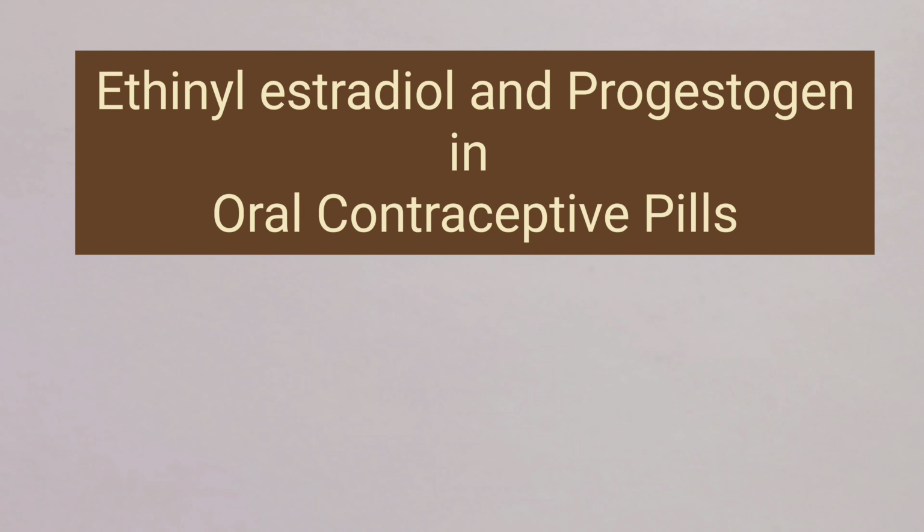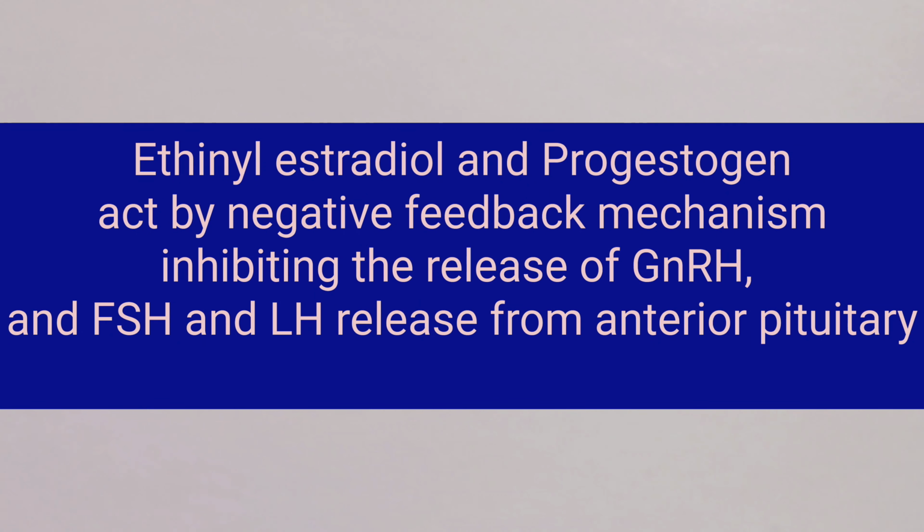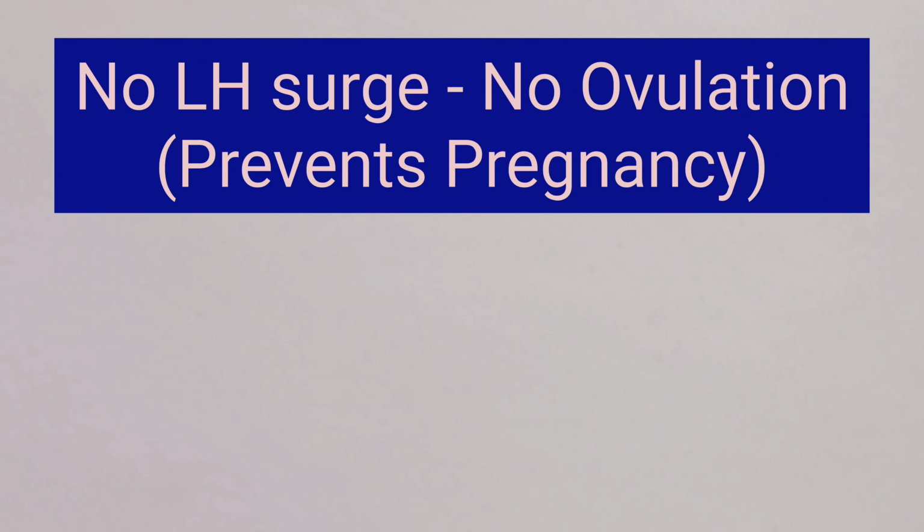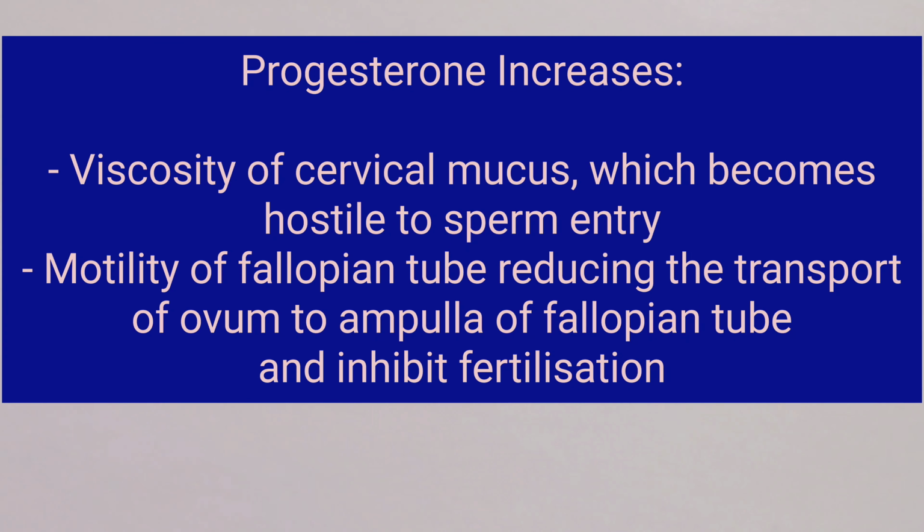Next example, the combination of ethinyl estradiol and progestogen in oral contraceptive pills. Both estrogen and progesterone act by a negative feedback mechanism and decrease the release of gonadotropin releasing hormone from hypothalamus, which causes a decrease in LH and FSH from anterior pituitary, and since there is no LH surge, there is no ovulation. Progesterone has additional effects. For example, progesterone increases the viscosity of the cervical mucus, making it thick and viscid, thus making it hostile for sperm entry.